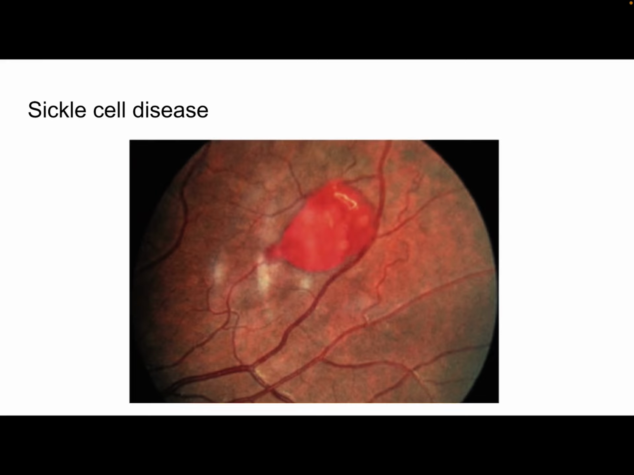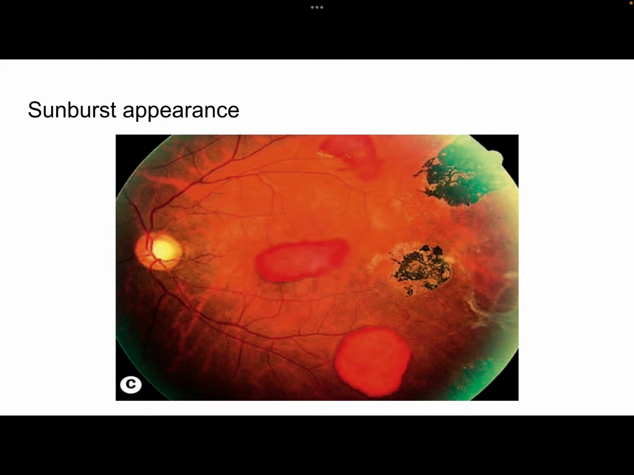This salmon patch progresses to form the sunburst appearance, which is an area of retinal pigment epithelium hypoplasia and chorioretinal atrophy. Other than this, we have macular depression, an oval depression in the macula which presents as an irregular light reflex. Then there are peripheral areas of whitening and darkening. Then something called angioid streaks can be present.